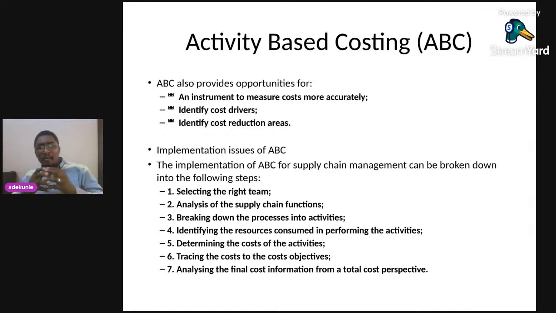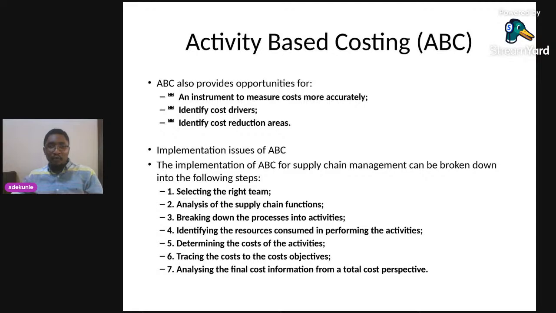Then, if you want to implement ABC, that's activity-based costing, for supply chain management, the implementation can be broken down into the following steps. Step one, you select the right team that will look at the entire activities within the organization where you are expected to add cost. Step two, you analyze the supply chain functions within your organization. Step three, you break down the process into activities for each of the functions we identified earlier. Remember, we talk about production costing, distribution costing, and inventory carrying cost. All those are functions that can be broken down into activities.